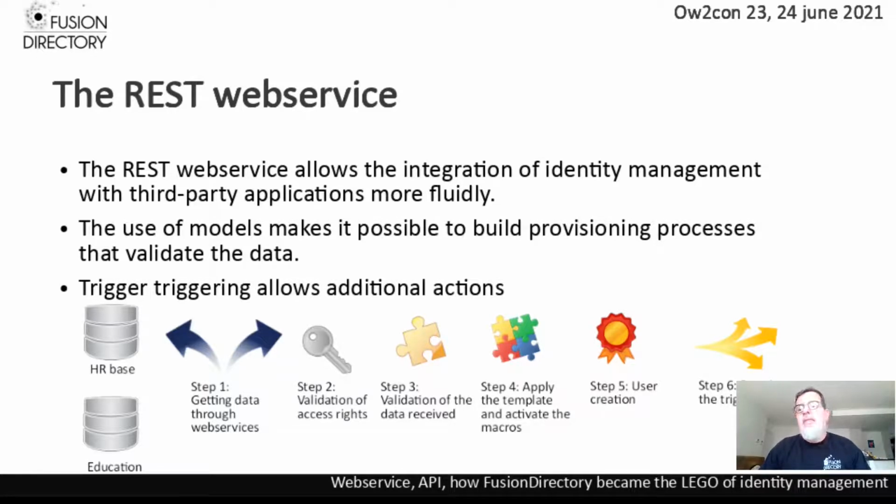Here you have a classical way of using the web services. You have two databases. You get the data through the web service from the database. You send the data to FusionDirectory with the web services. It will validate if you have the right to access the data. Then it will validate the data you receive. It then will apply the template, activate the macro, and create the full object in its full capacity, then create the user, and then of course it can access the FusionDirectory trigger to send this data to other applications that need to be updated also.